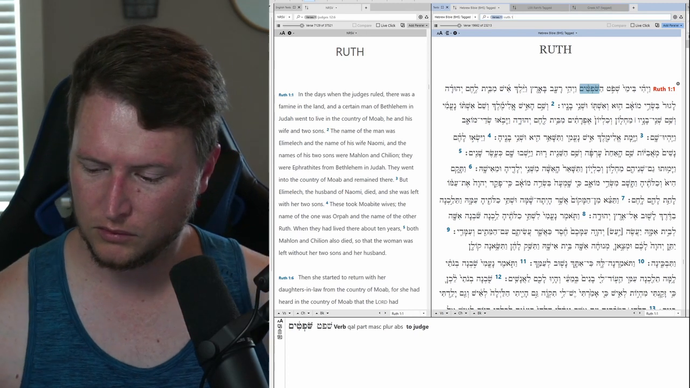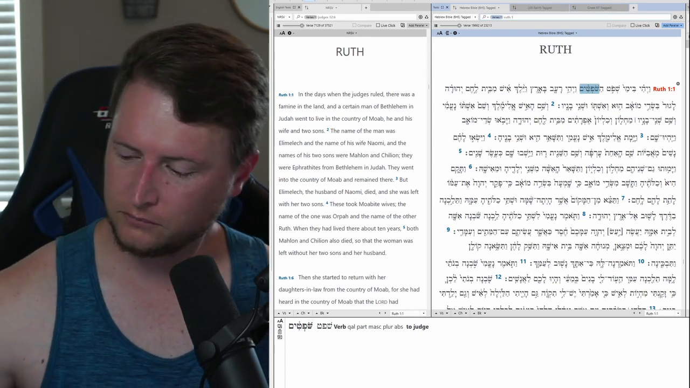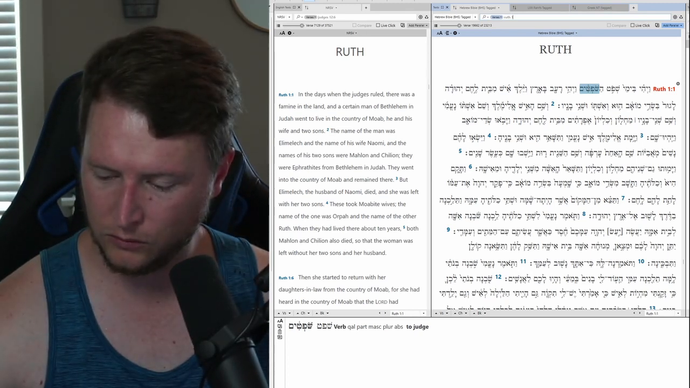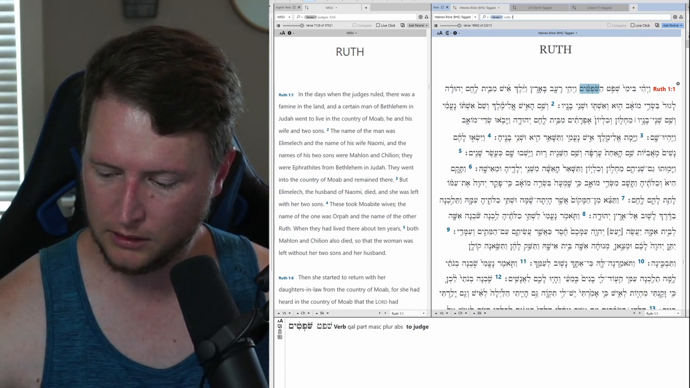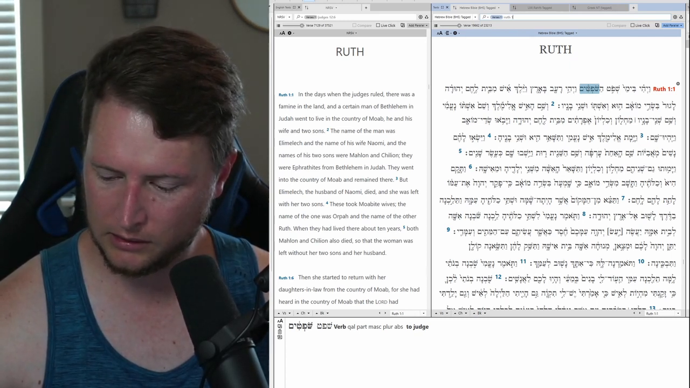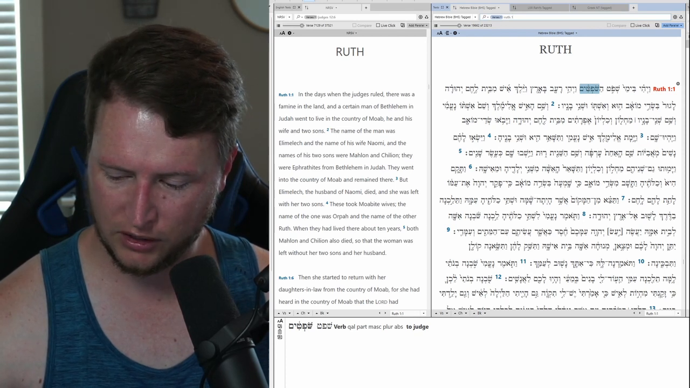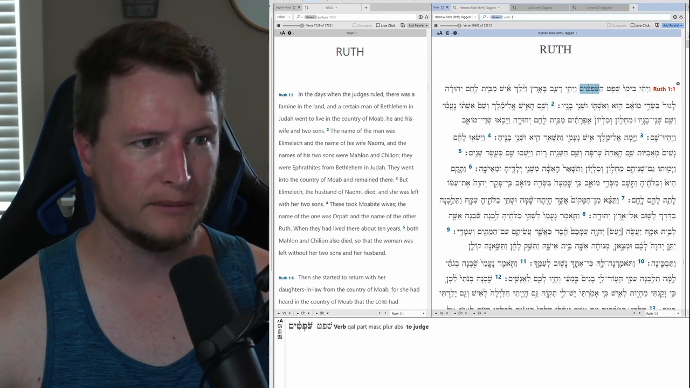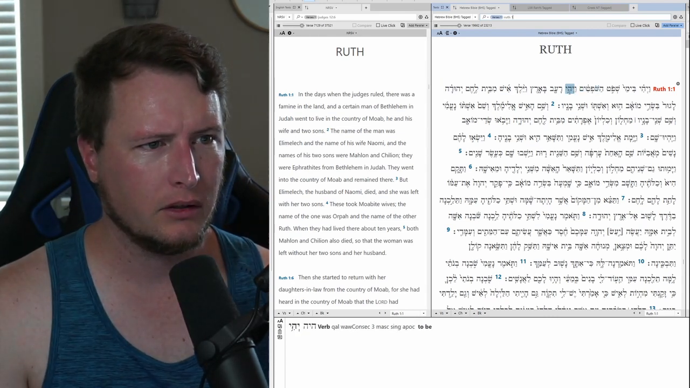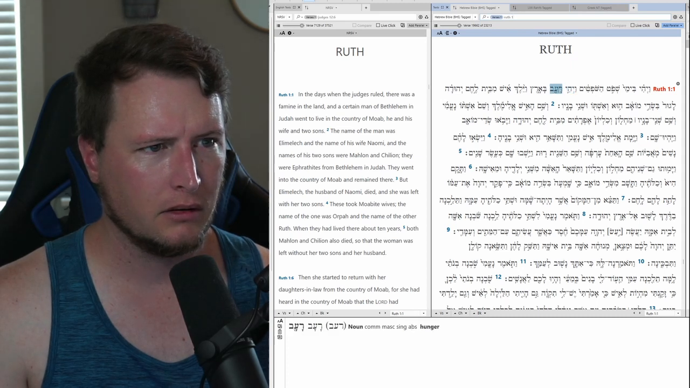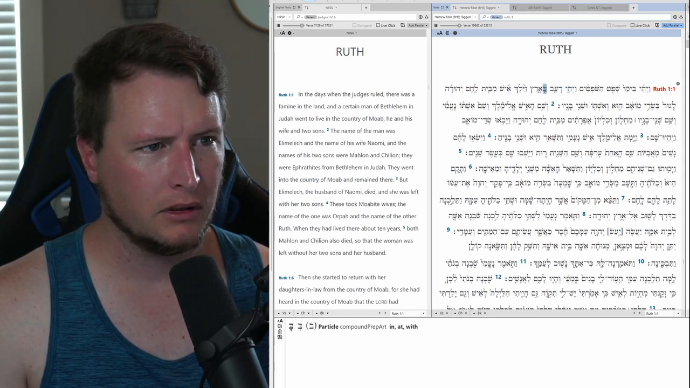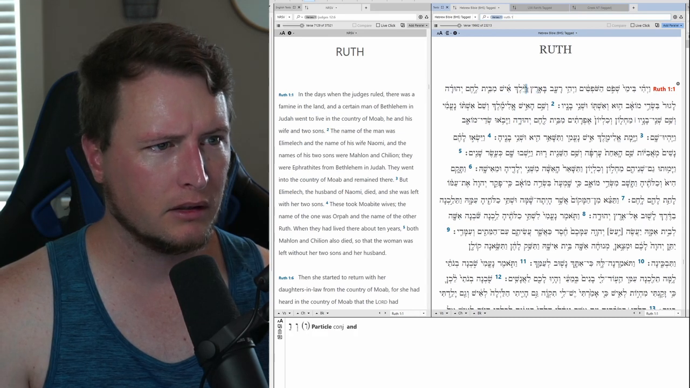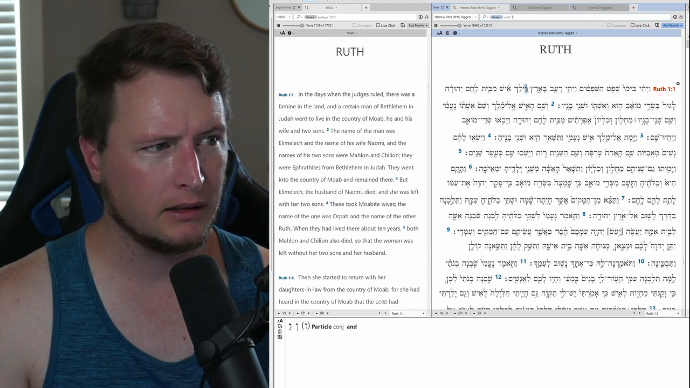So translation so far, and it was in the days of the judges who were judging, and it was Ra'av ba'aretz vayelech. Okay, so Ra'av is hunger.